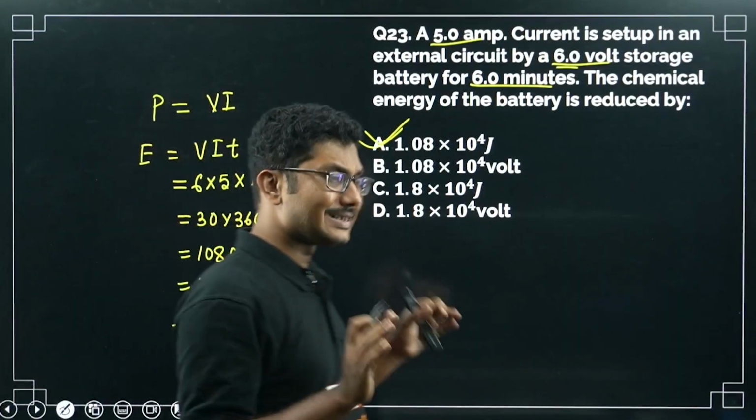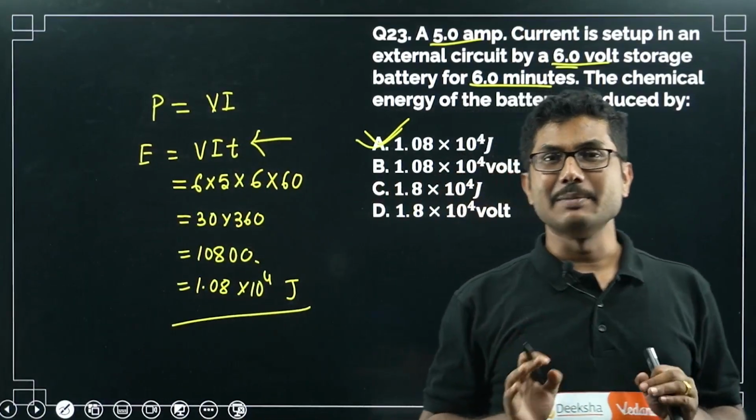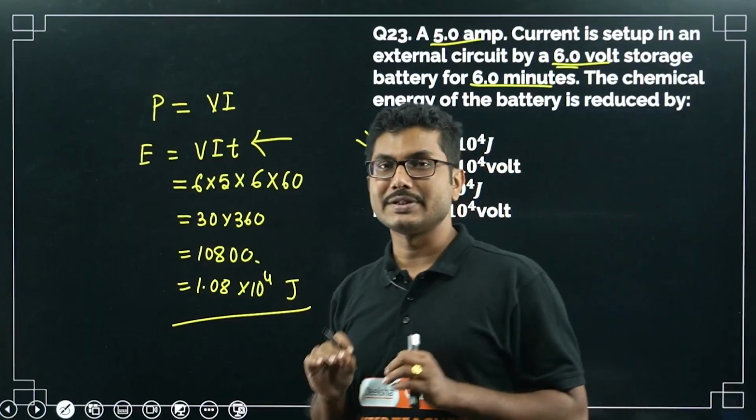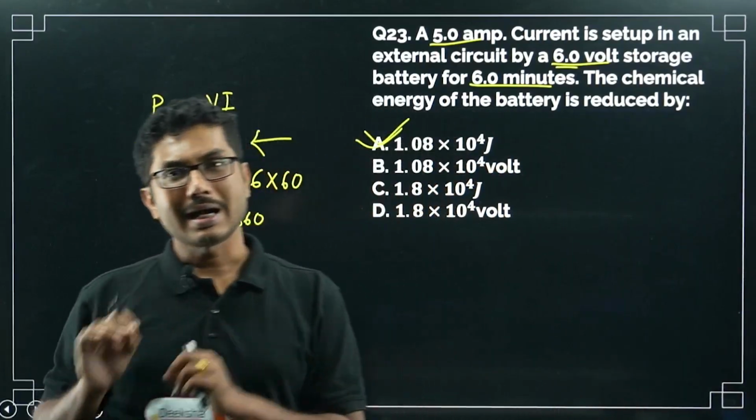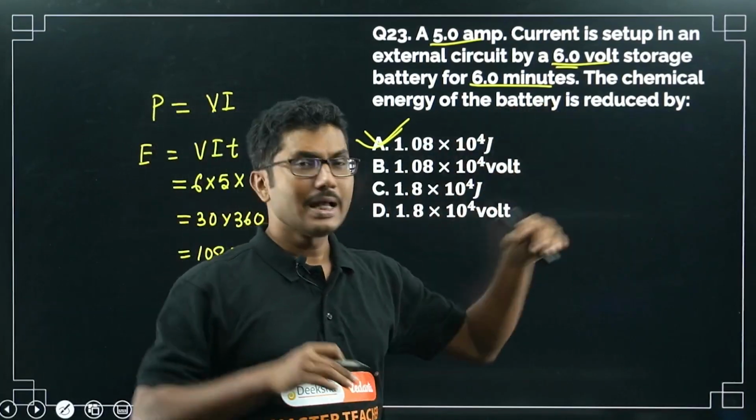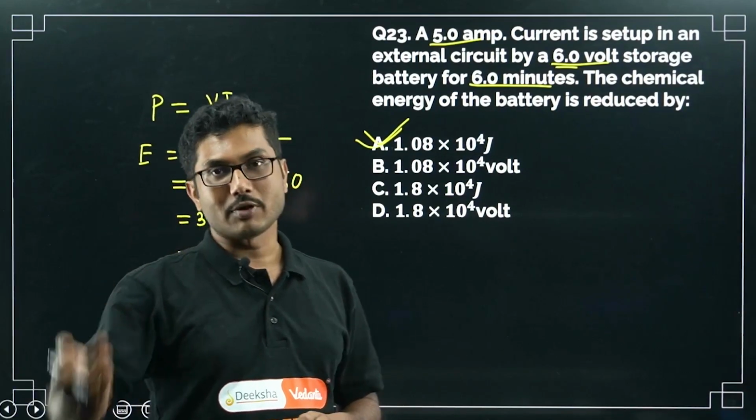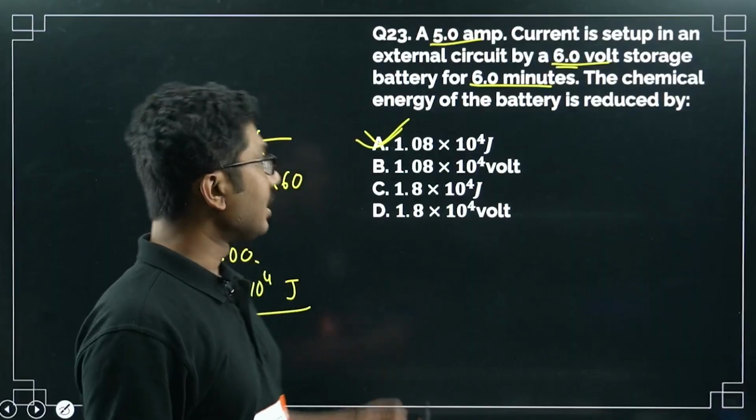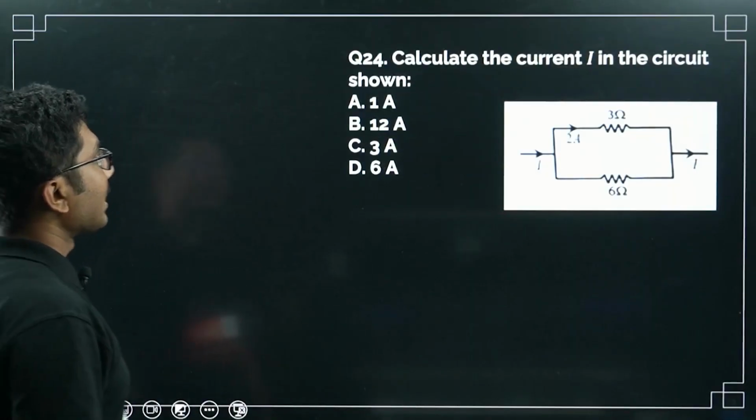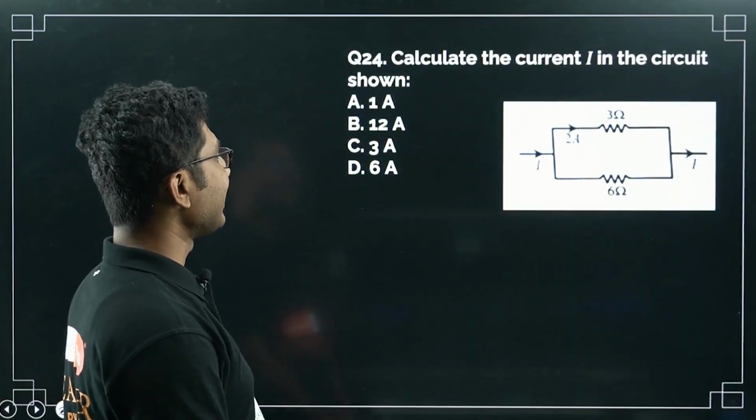Basic physics is important. If you know the formula and calculate, then you realize the same energy that is being provided by the battery is coming from the chemical energy. Now next question: calculate the current in the circuit shown.